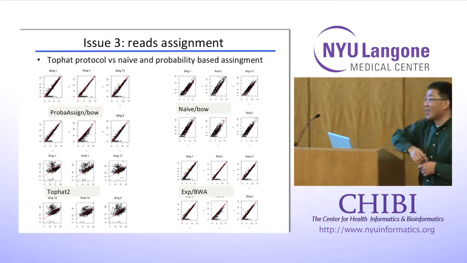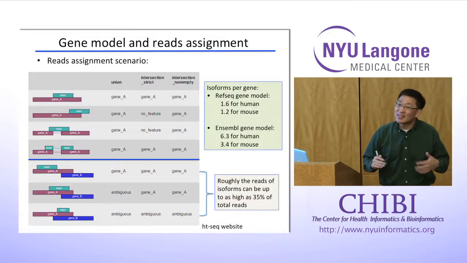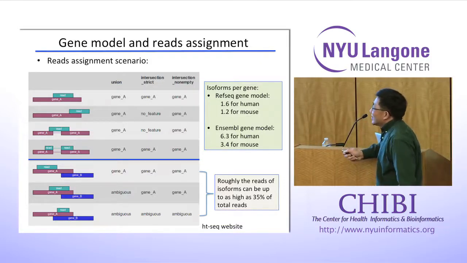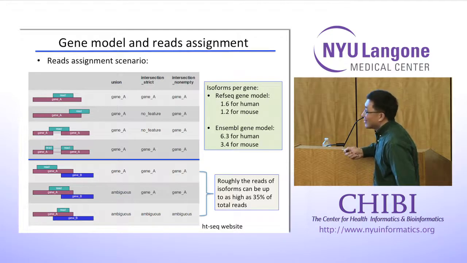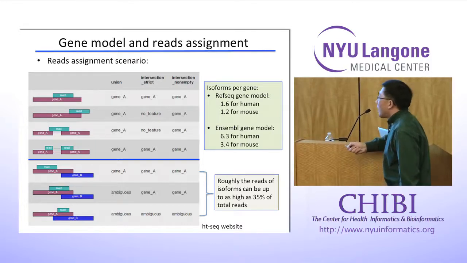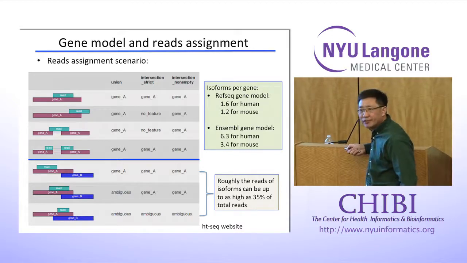That's interesting. You may want to know why TopHat Cufflinks doesn't give you true reads. This is a reads assignment scenario. Most of the time, genes are along with this type of gene model, one read per gene. But up to 35% of reads fall into this type of scenario, where a read can be shared by different genes or gene isoforms.